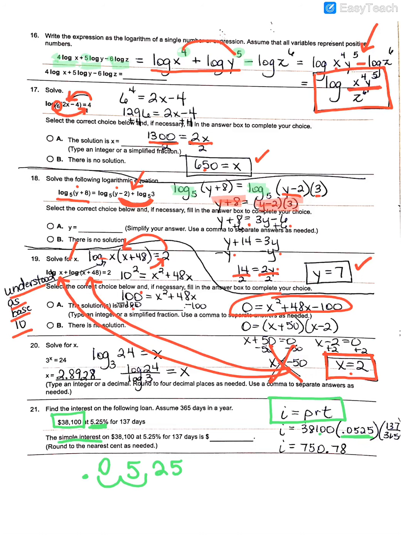And then on time, you've got to look at it as what part of the year. So if it's 137 days, that is out of 365 days in a year. Then it's just a straight punch on your calculator. So be sure you show me how you plugged in before you get on your calculator. Then you can punch it out on your calculator to tell me, in this case, how much interest that they end up paying, which is $750.78.